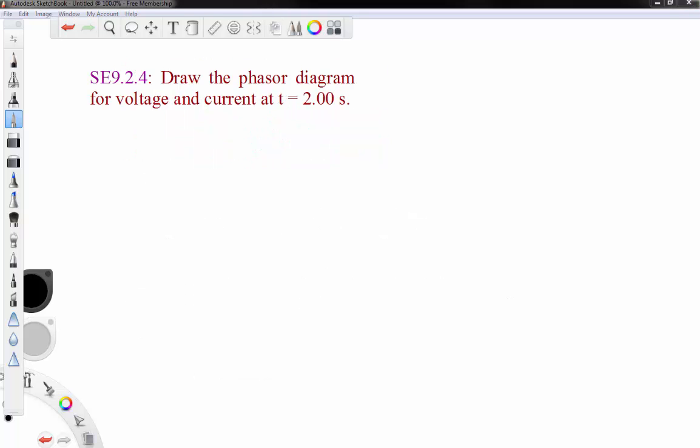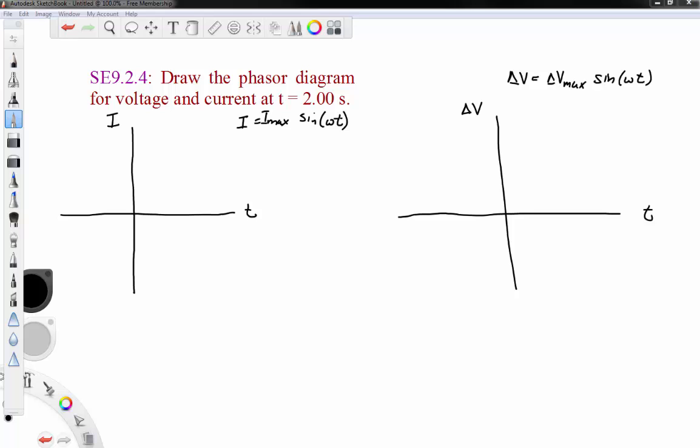Last part of this example is to draw the phasor diagram for voltage and for current at this time. So after setting up our axes and writing these equations out, note that this right here is going to be 2 pi times 60 inverse seconds times 2 seconds. So again, you're going to get I equals 0, and for a similar reason, you're going to get that the voltage drop is V equals 0.